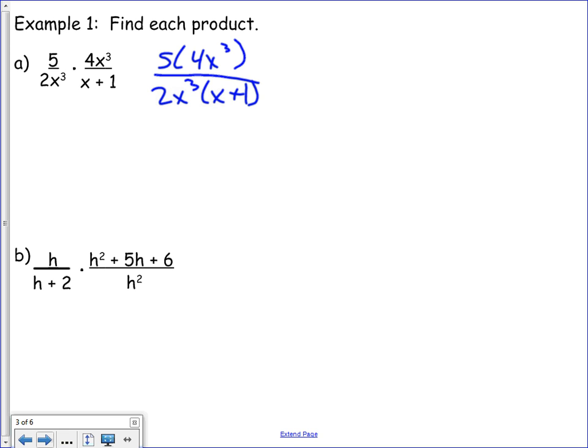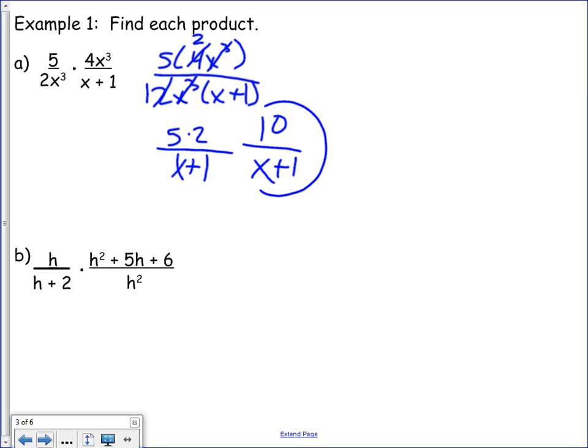So the first thing we need to do is to divide out any common factors. Now we have 4x to the third and a 2x to the third. So the x to the thirds cancel out, and we can divide 4 by 2, which will give us 2, and 2 by 2, which will give us 1. And so we're going to be left with 5 times 2 on the top, and then x plus 1 on the bottom. So that will be 10 over x plus 1, and that's in simplest form.